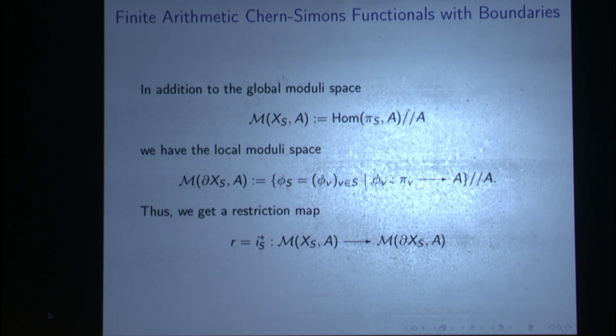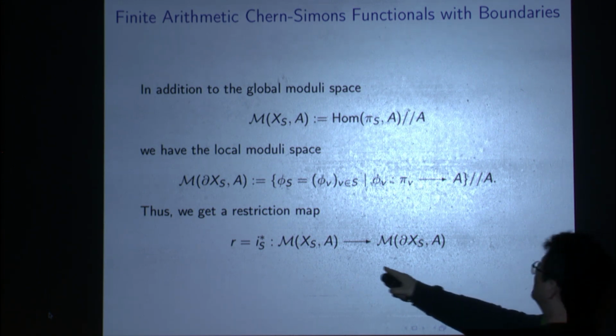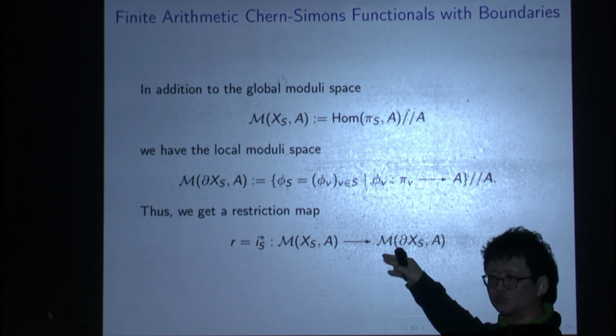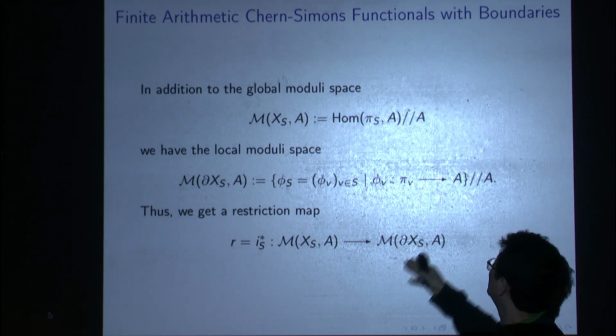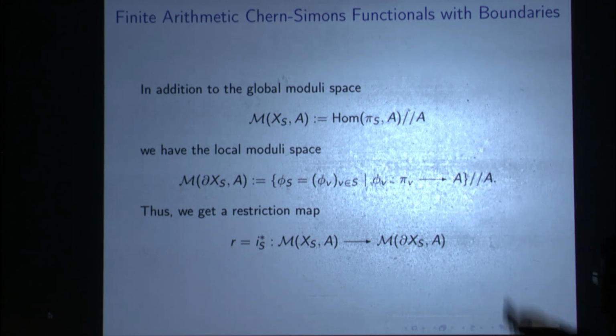So in addition to the global moduli space of representations from pi_S to A, we have these local moduli spaces, the collection of representations of all these local Galois groups into A, modulo gauge transformations again. And of course, given a global representation, we can restrict it to a collection of local representations. I wrote /A because you can view the whole thing as a groupoid as well, but I'm not going to belabor that point.